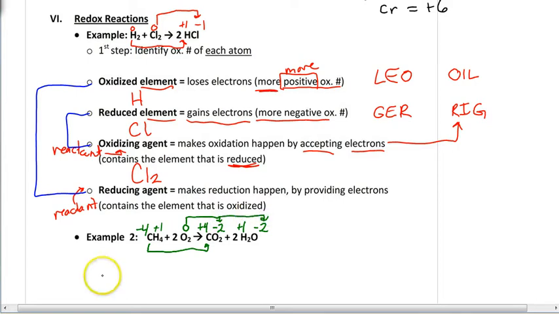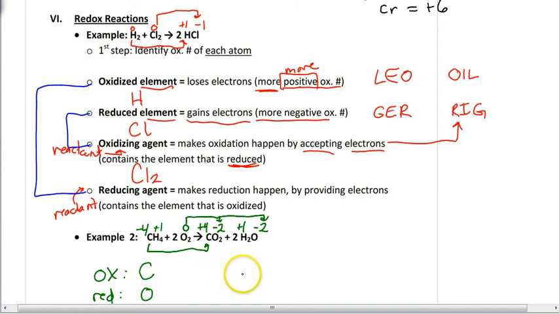So one of those is the element being oxidized, the other is the element being reduced. Remember, the oxidized element is losing electrons, so it's becoming more positive. Carbon goes from being -4 to being +4. For that reason, it has lost electrons, so our oxidized element is carbon. On the other hand, oxygen has gone from having an oxidation number of 0 to being -2. It has gained electrons to become a more negative oxidation number. So our reduced element is oxygen.